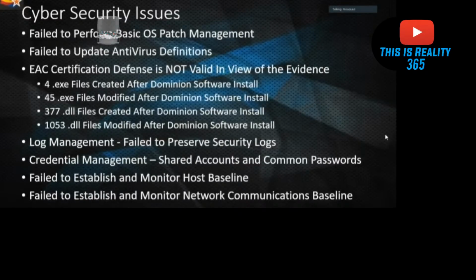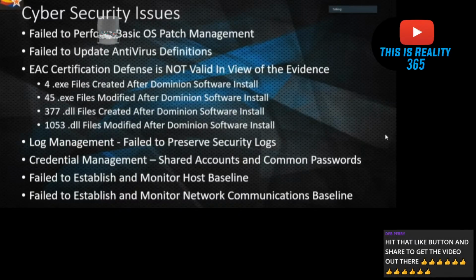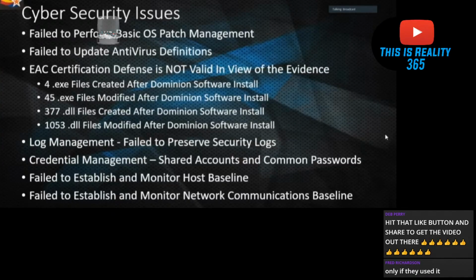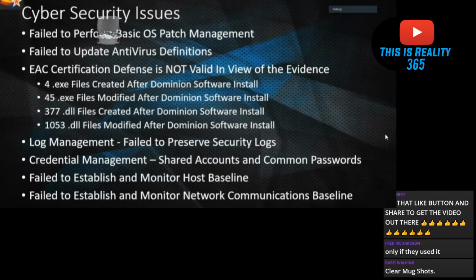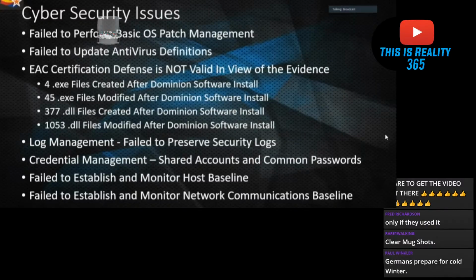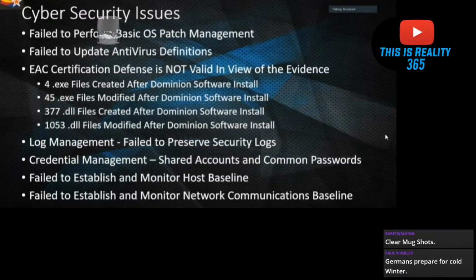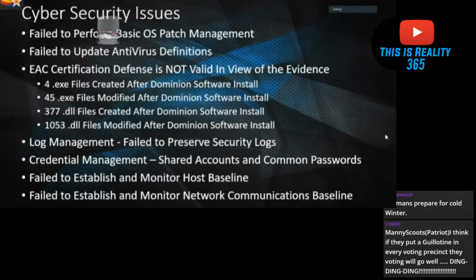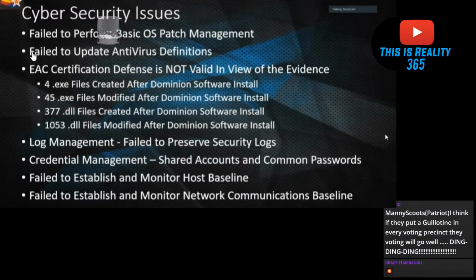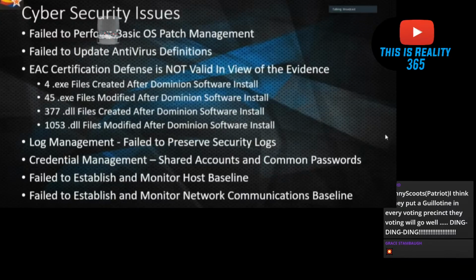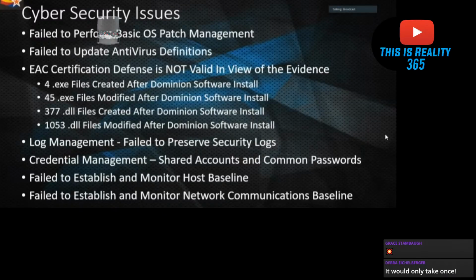The fact is that there are 4 executable files that were created after this date of the Dominion install. There were 45 executable files that were modified after this date of install. There were 377 dynamic link library files which were created after the Dominion software install. And there were 1,053 DLL files that were modified after this date. So if we assume that what the county represented is true, then in fact, that voting system would not have been certified at the time of the election.